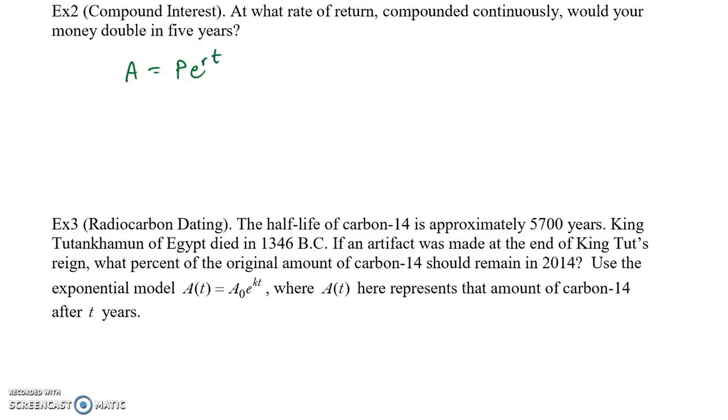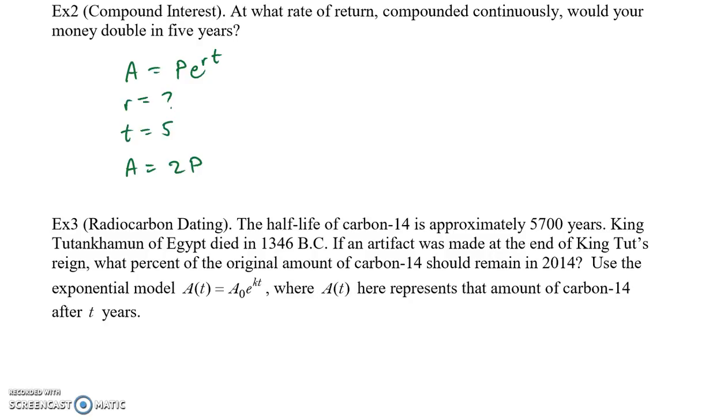What is given here? At what rate of return, that means the interest rate is unknown, compounded continuously, would your money double in 5 years? The amount of time here is 5 years. And once again we're doubling our initial investment, so our future value A would be twice the original investment, twice the principal P.